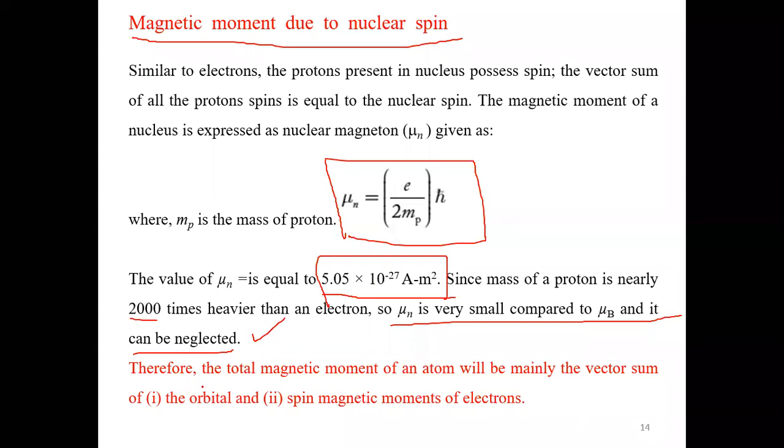Therefore, from this discussion, we can conclude that the total magnetic moment of an atom will be mainly the vector sum of the orbital and spin magnetic moments of the electron.